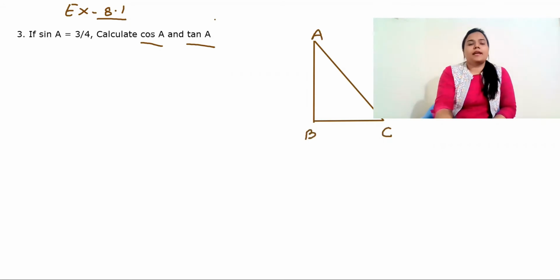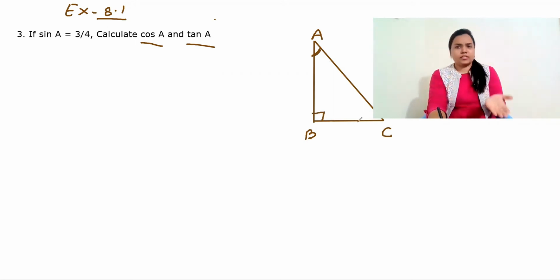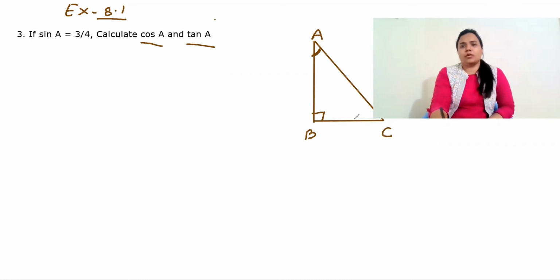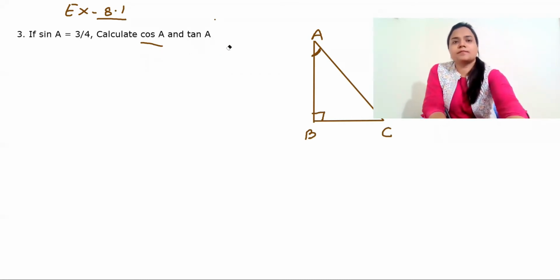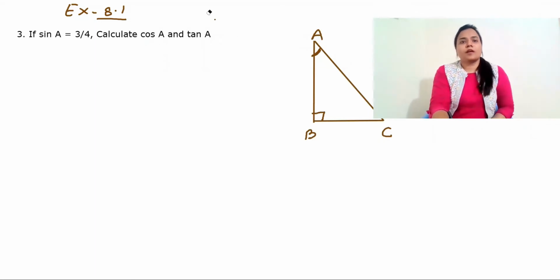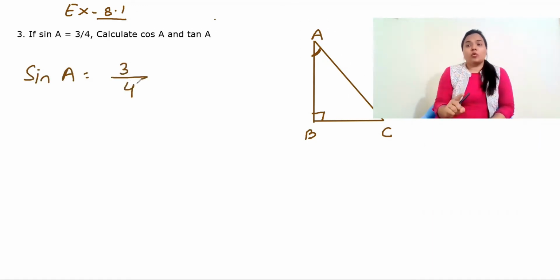So sine A is 3 by 4. Means we have taken the acute angle A. B is 90 degree. We can take triangle ACB, right angle at C also. We can take right angle at B also. We can take anything. So in this case, sine A is equal to 3 by 4 given. And we know that sine is equal to P by H.